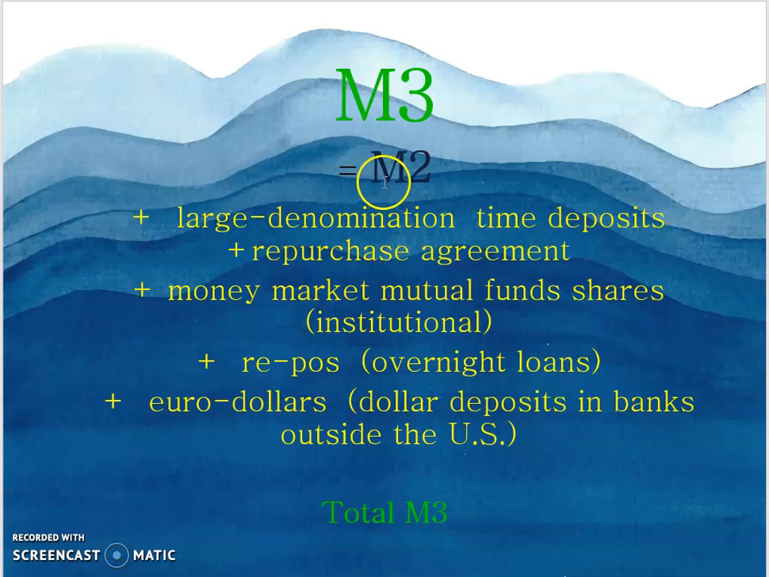And M3 is equivalent to M2 plus the large denomination time deposits, repurchase agreements, money market mutual fund shares, repos and eurodollars. So all these will total as M3.